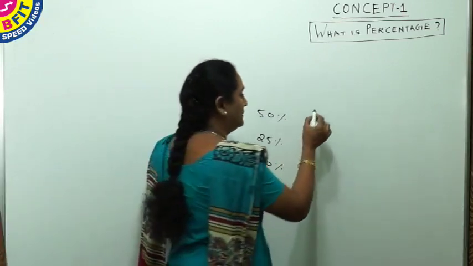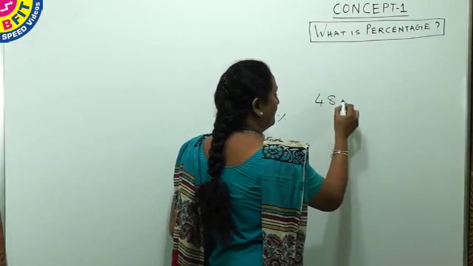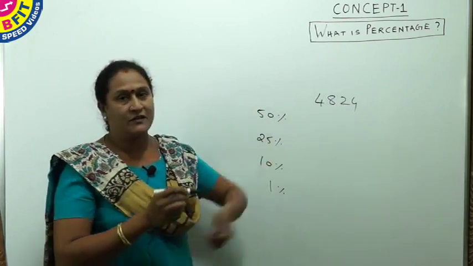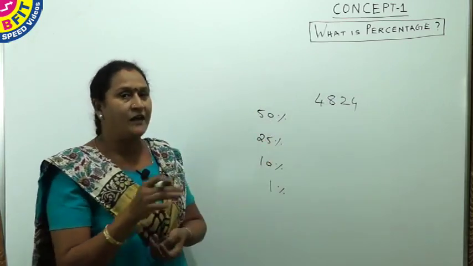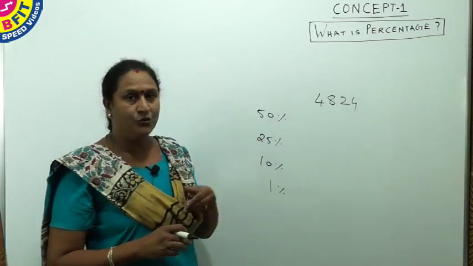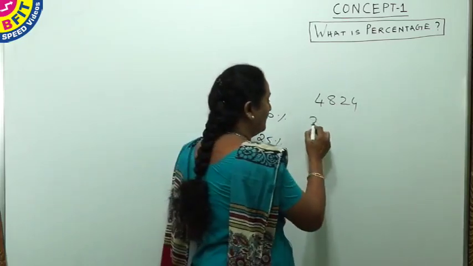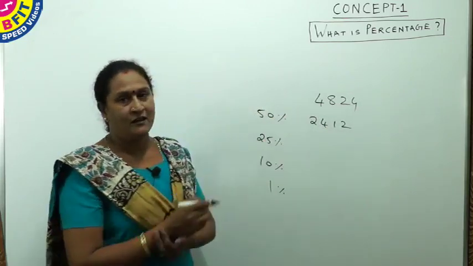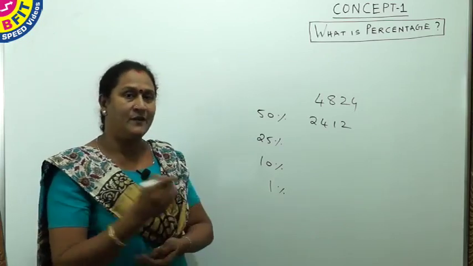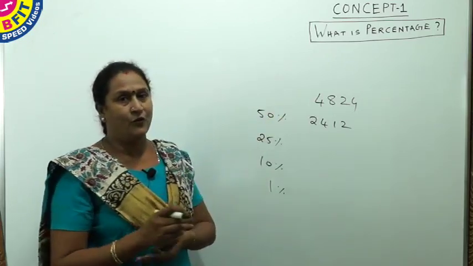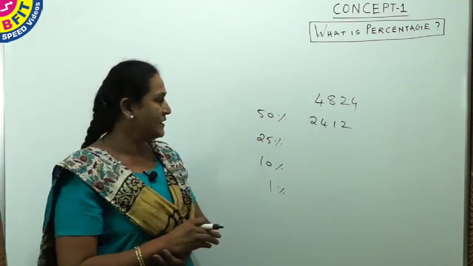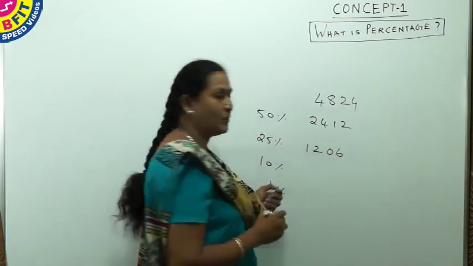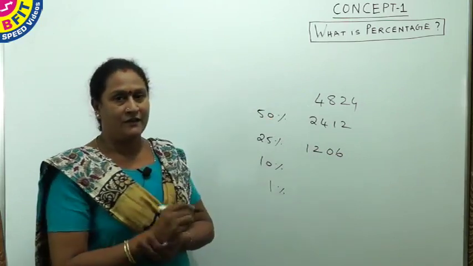Say for example you have a value 4824. What will be 50% of this given value? 50% means half of the given value. Divide it by 2, you get 50%. So 2412 is 50% of the given value. And if you need 25%, divide the given value by 4. That is, 1/4 of the value is 25%. Dividing this by 4, 1206 is 25% of the given value.